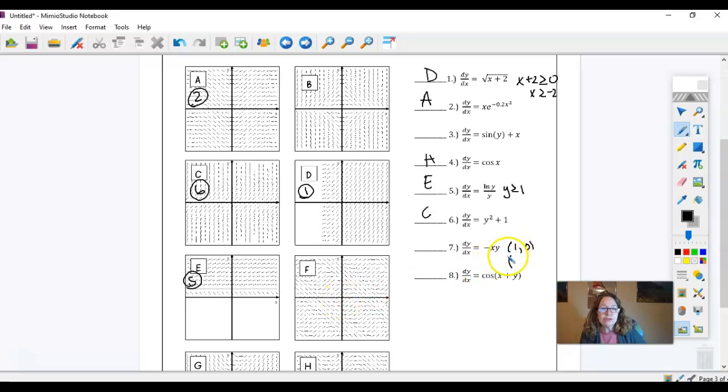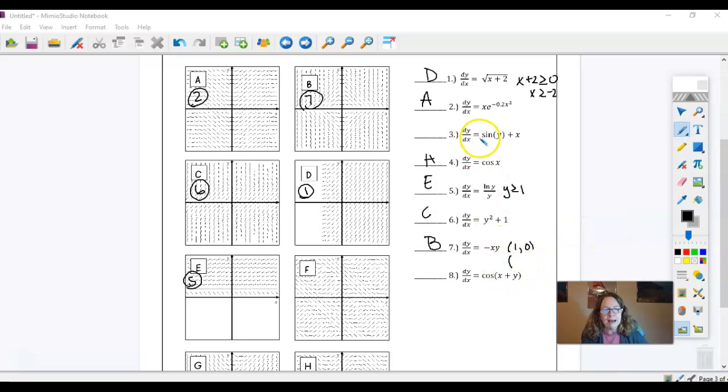So (0, 0) is going to give us 0. Oh, can you see that on F it looks like if you have 0, that's equal to 1? Yep, so that narrows it down. Number 7 matches up with B. Got to have a lot of patience with these.